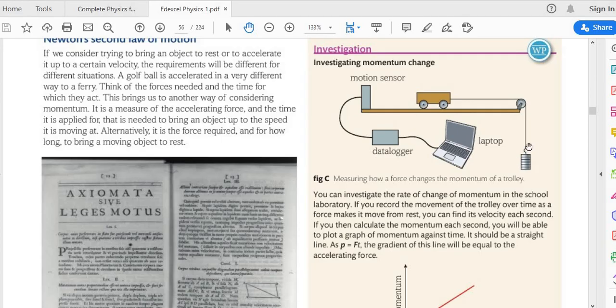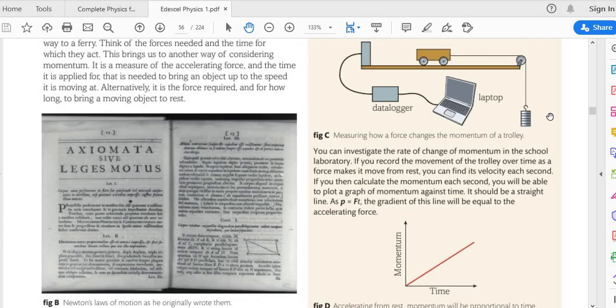So the weight of this whole thing here will be the tension in this string, and we assume the pulley is smooth. Then the tension here and the tension here will be the same. So the force, the resultant force on the trolley is actually the tension in the string. We assume there is no friction here between the wheels and this thing. Then we can see the force is constant. Now what happens with time? Because there is a resultant force on the trolley, there will be an acceleration. That means the speed will increase with time.